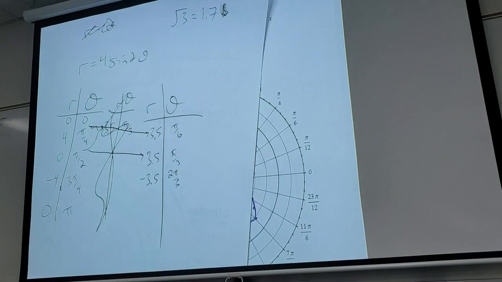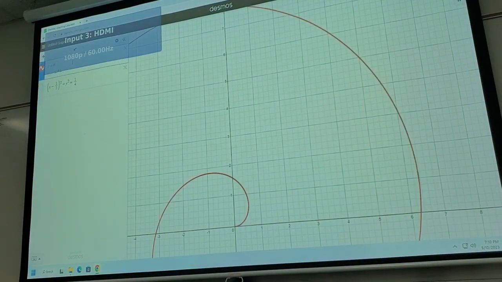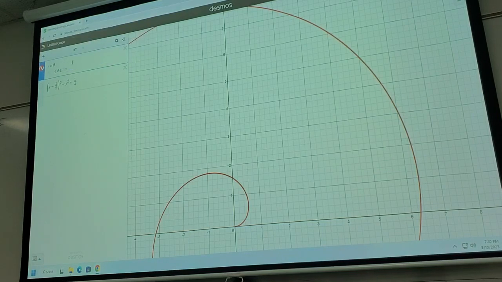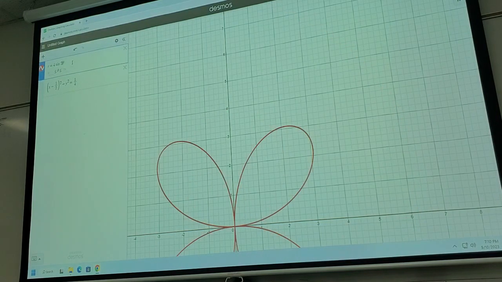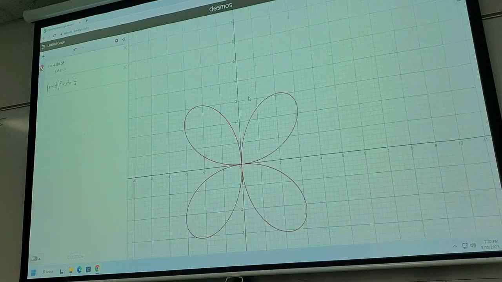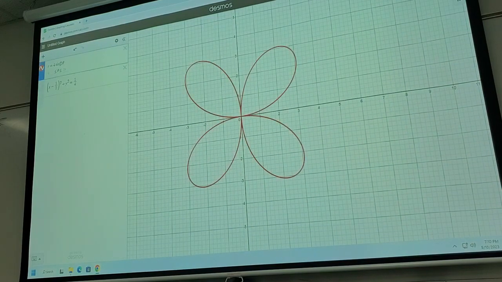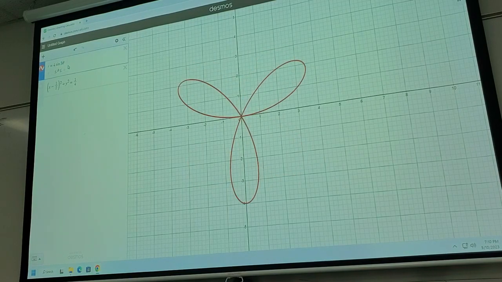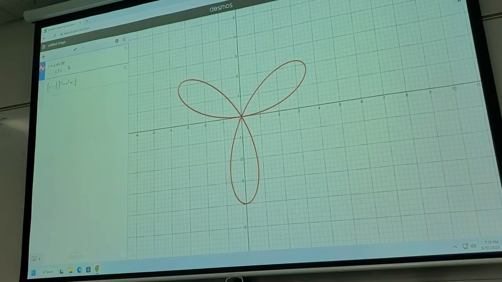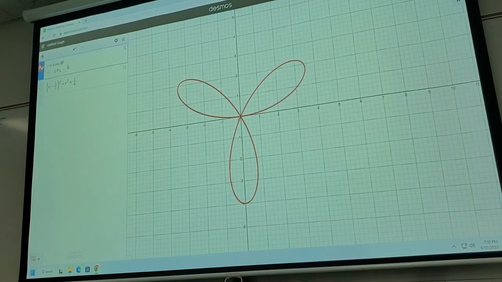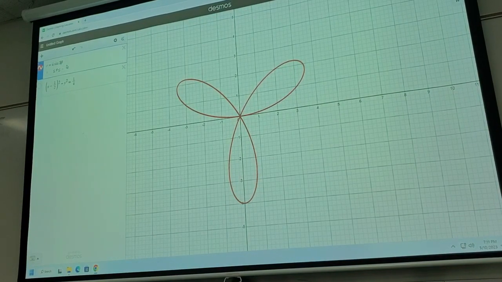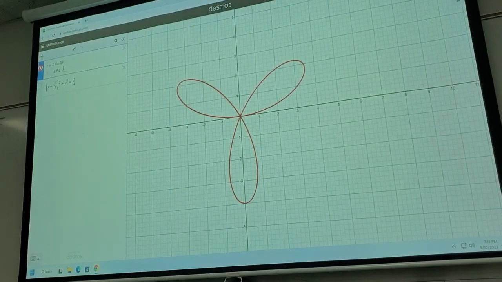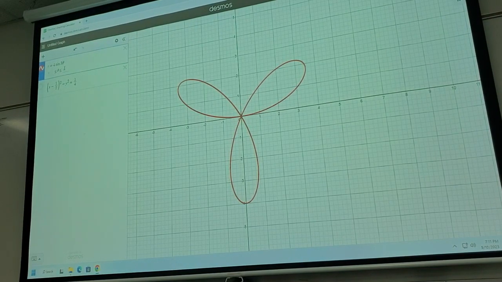2. So real quick, lastly, I keep saying real quick, it's always a lot, sorry. 4 sine 2 theta. Okay, so there it is in all its glory. So what do you predict will happen if I put a 3 in there? Not what you thought. Where'd the other 3 leaves go? They actually overlap those leaves. So every odd multiplier inside ends up with that many leaves.